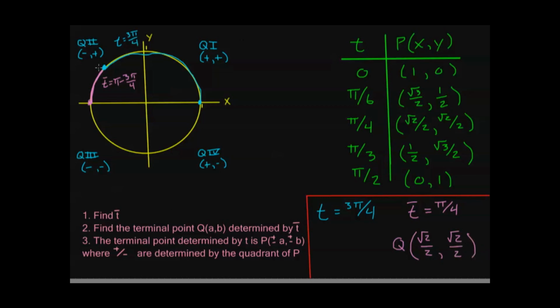All right, now we just have one more step. Remember, this is my p right here, determined by t. It's in quadrant 2. That means my x value is going to be negative, and my y value is going to be positive. So my p is just going to be whatever q is, but I change those signs based on this quadrant 2. So I have p, my x value is negative, so that's negative root 2 over 2, and my y value is positive, so that's positive root 2 over 2. All right, so that's my solution. My terminal point, determined by t equals 3 pi over 4, is this point, negative root 2 over 2, positive root 2 over 2.